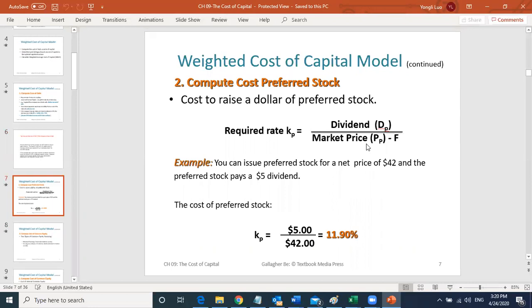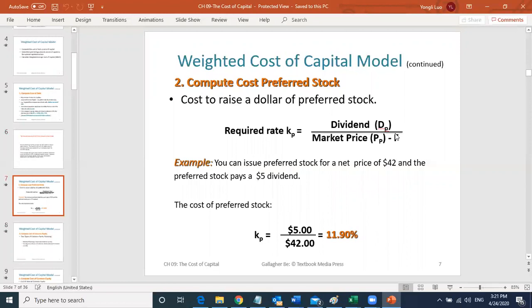And so now we see preferred stock. How to estimate the cost of preferred stock? We can consider a preferred stock as a perpetuity. So the preferred stock cost is going to be the dividend divided by the market price, minus the flotation cost.